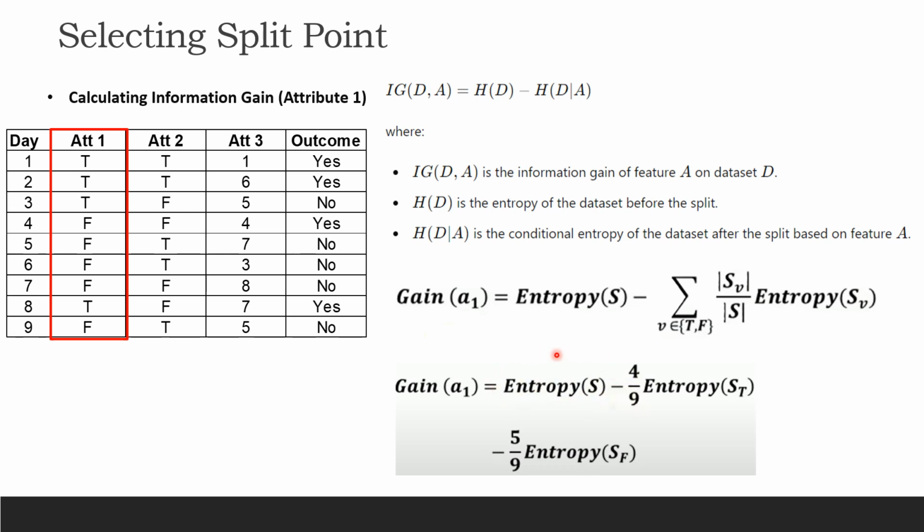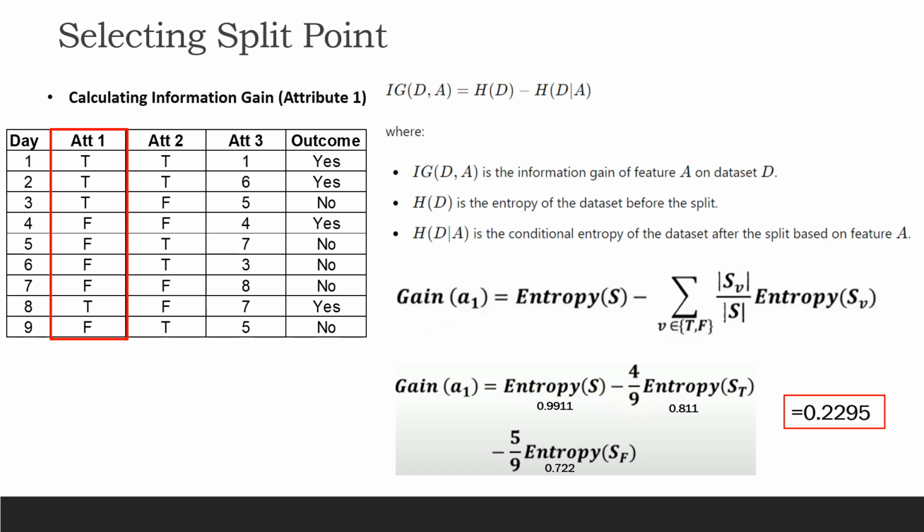The total outcome or the entropy of the dataset before the split is this, and then the weights of 4 by 9 and 5 by 9 are given to the true and false entropies, because there are 4 true values and 5 false values in attribute 1. So the weights are given accordingly to trues and falses. And we already have the entropies of ST and SF, which were 0.9, which we calculated in the previous slide. We are putting these values here and we get the total information gain of 0.2295.